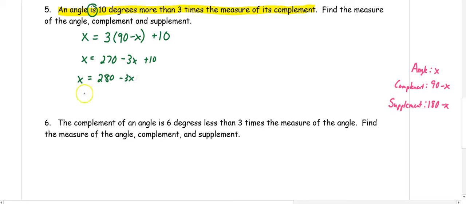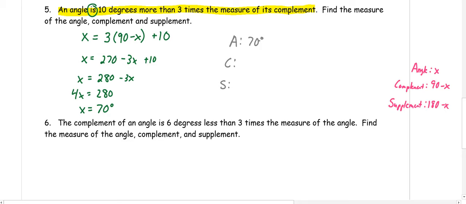I'm going to add 3x to both sides. 4x equals 280 and divide by 4. So x is 70. So now I need to determine what my angle is, my complement, and my supplement is. So my angle, remember, is always equal to x. So the angle is 70 degrees.